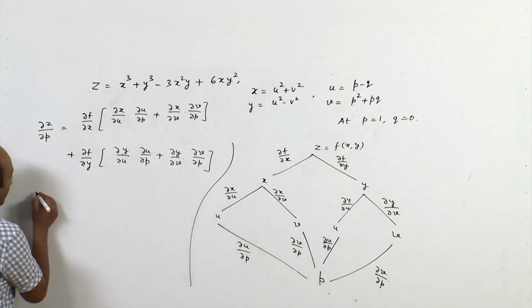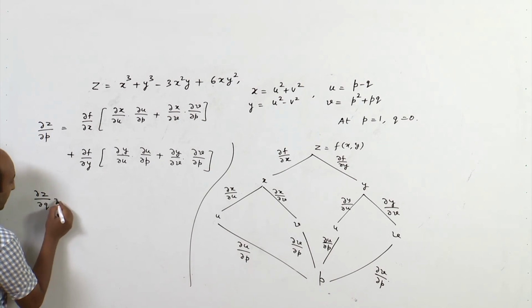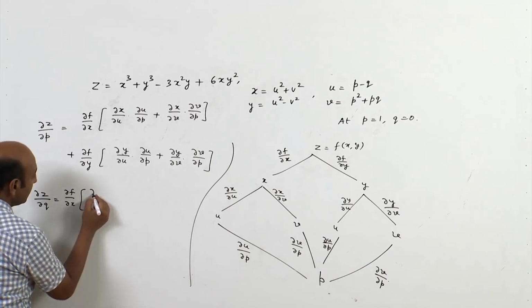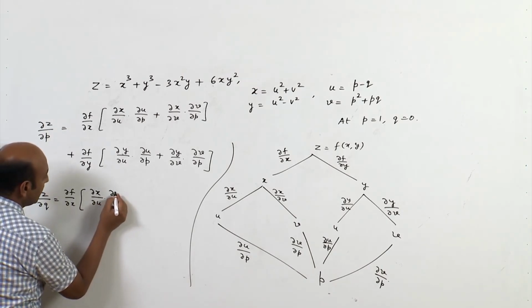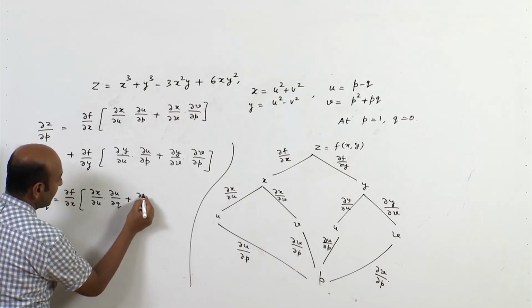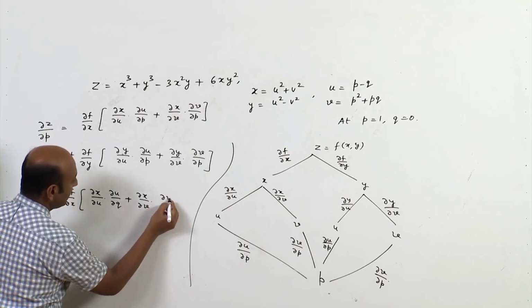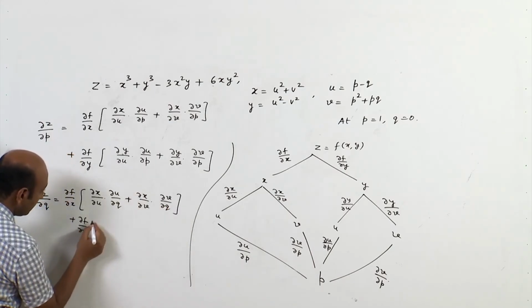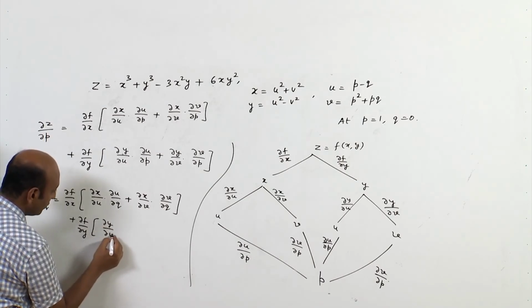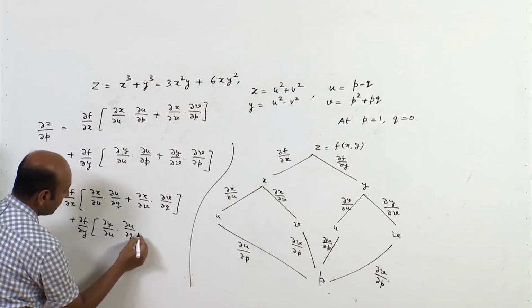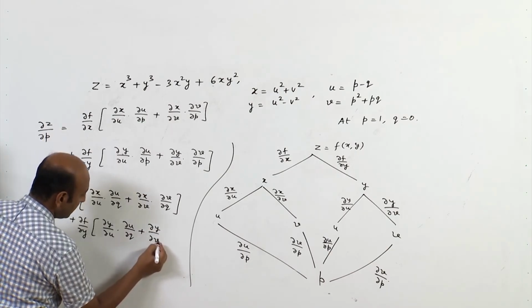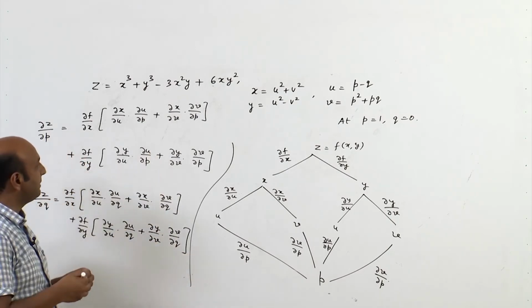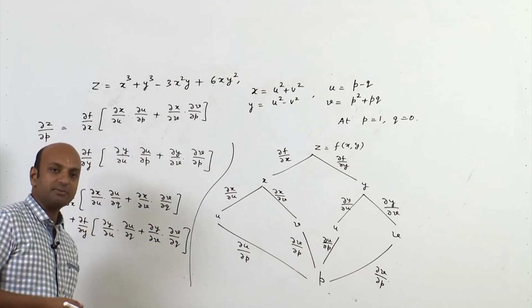Now, similarly we can compute del z by del q. It is del f by del x into del x by del u into del u by del q plus del x by del v into del v by del q, plus del f by del y into del y by del u into del u by del q plus del y by del v into del v by del q. Simply replace p by q and we will get back to this expression.